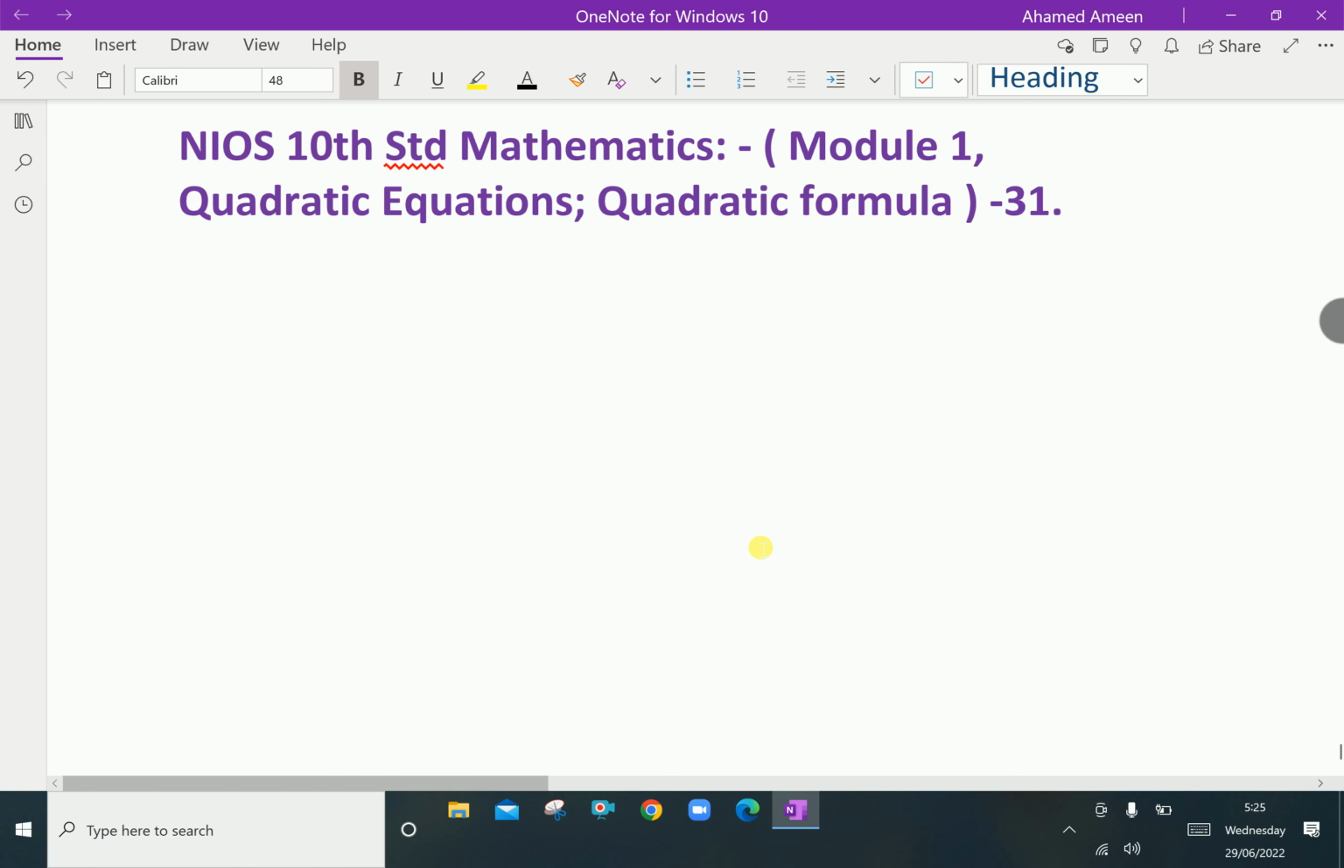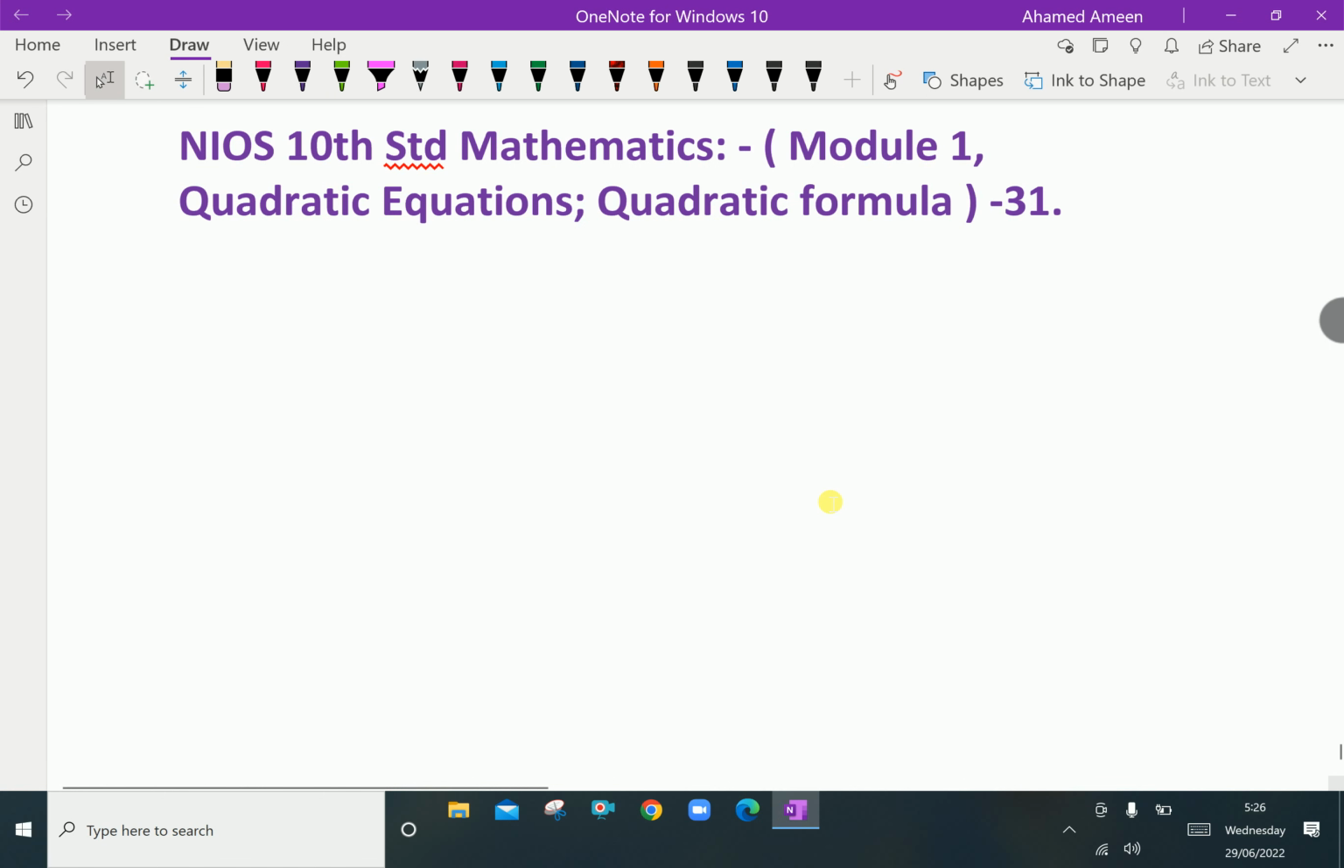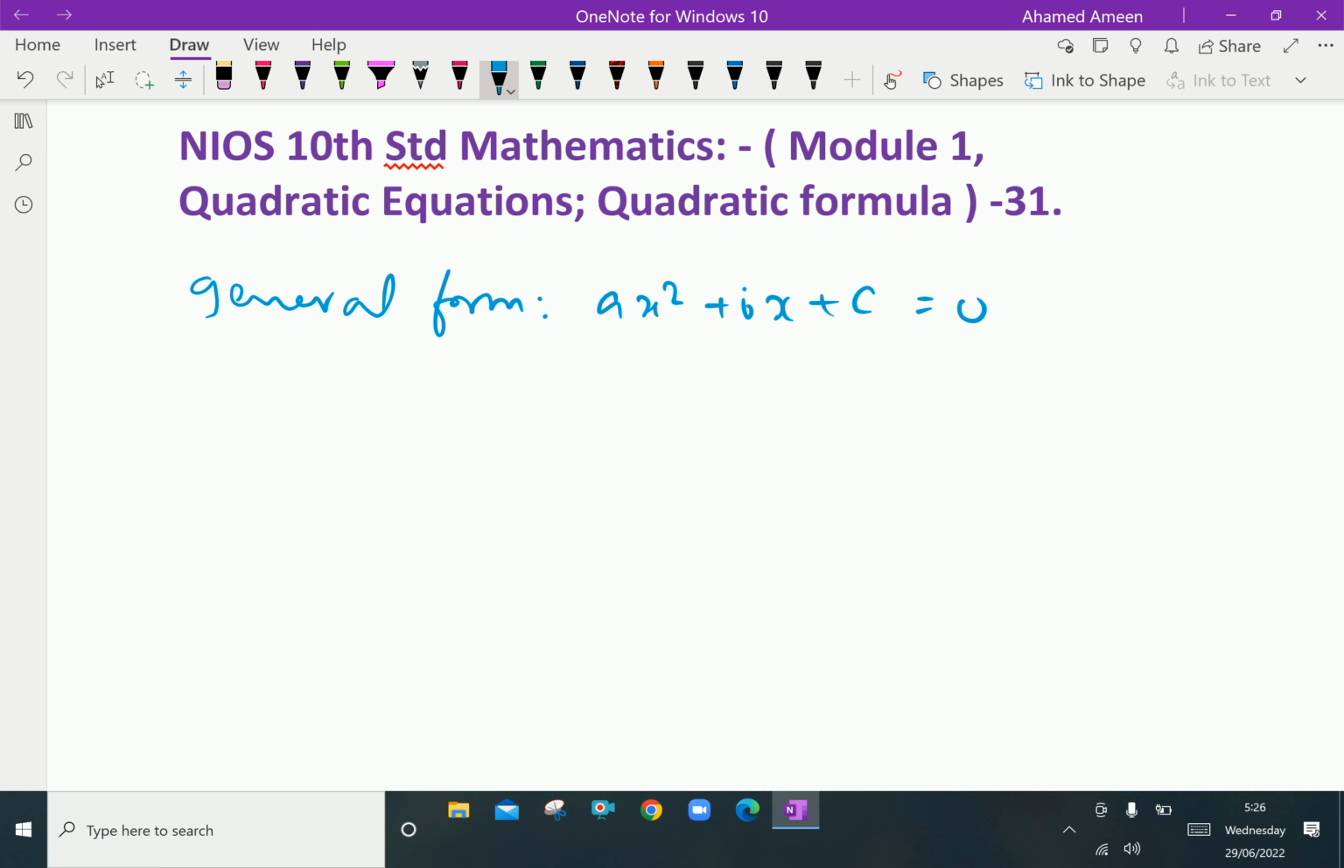Welcome to aminacademy.com. In NIOS 10th Standard Mathematics, let us discuss quadratic equations, that means the quadratic formula. We will discuss a quadratic formula to solve the quadratic equation. Here, the general form of a quadratic equation is ax square plus bx plus c equal to 0.